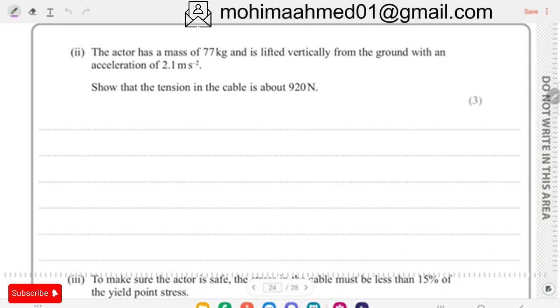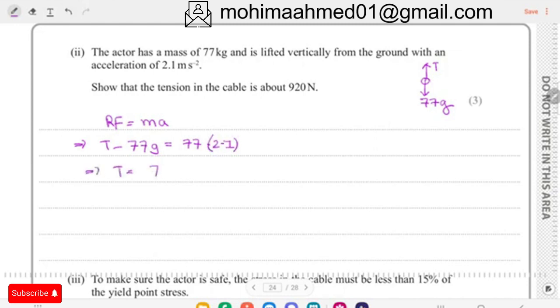The actor has a mass of 77 kg, lifted vertically from the ground with an acceleration of 2.1. Show that the tension in the cable is about 920 newtons. If I draw a free body force diagram, there is only weight in the downward direction, that is 77g, and in the upward direction only tension. So the resultant force equals mass times acceleration, and the resultant force is tension minus weight: T minus 77g equals 77 times 2.1. This is how the equation looks.